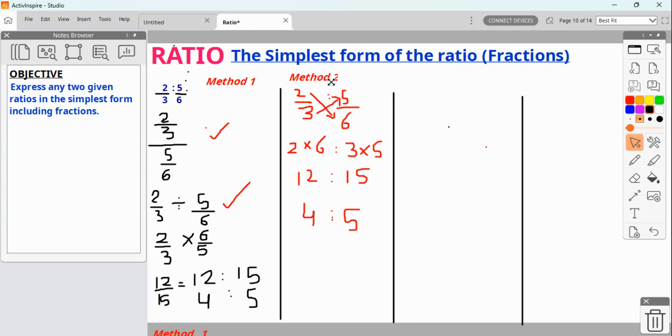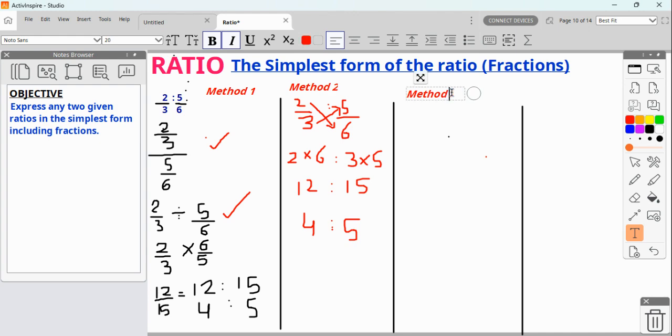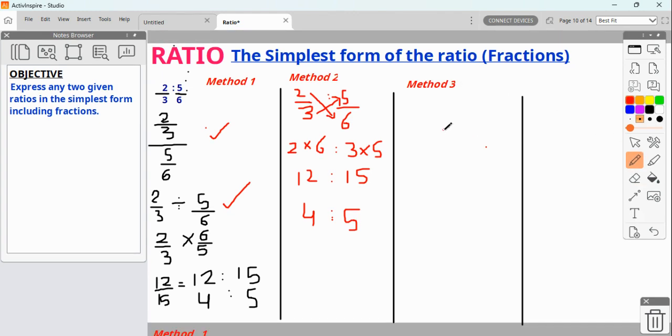One more method I can explain to you, so that whichever method seems easy to you, you can follow that method. Method number 3. We have given the fractions 2 by 3 ratio 5 by 6. We can check denominators. Here the denominator is 3, in 2 by 3, and here the denominator is 6.